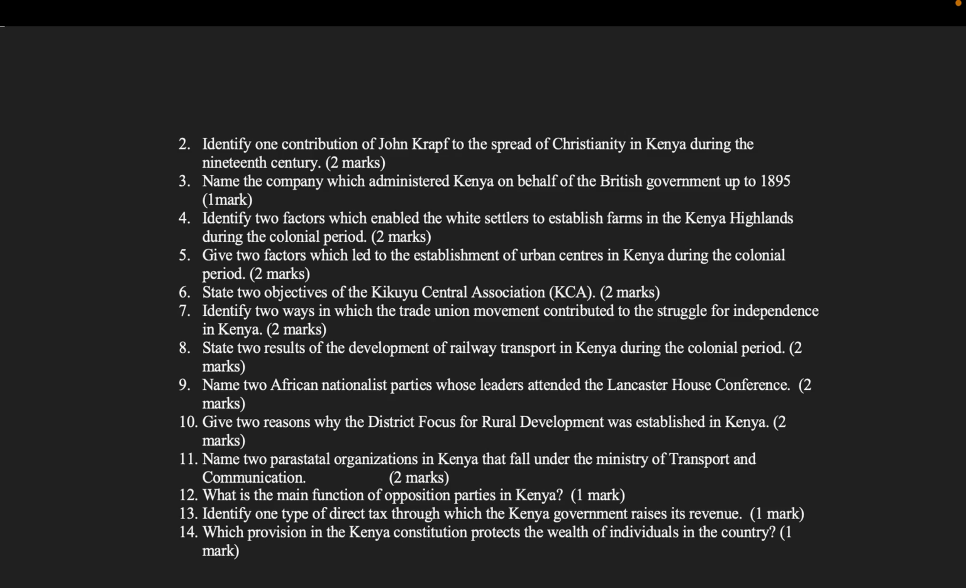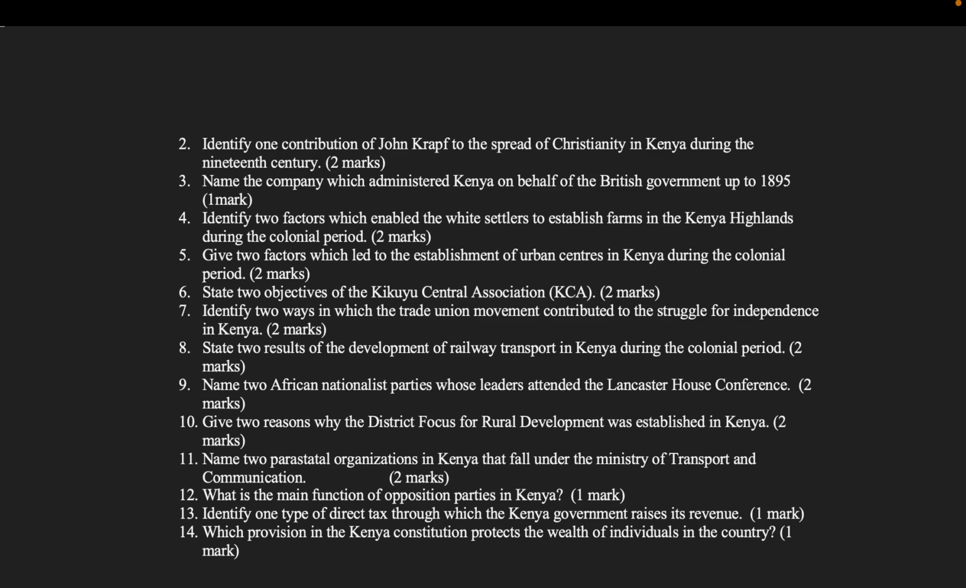12. Name two parastatals in Kenya that fall under the Ministry of Transport and Communication. Kenya Ports Authority, KPA. Kenya Railways. Kenya Posts and Telecommunications. Kenya Airways. 13. What is the main function of opposition parties in Kenya? To provide a system of checks and balances to the government of the day in order to guard against excess, to act as a check on the actions of the government.